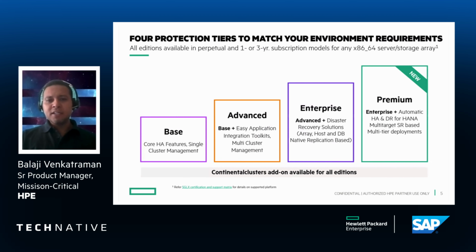Moving on, Service Guard for Linux had 3 editions up until now. We had Base, Advanced, and Enterprise, and now we have the all-new Service Guard for Linux Premium. What this brings is unique capability for SAP HANA multi-target environments, which can help you now extend your availability, not just within a data center, but across data centers with multiple redundant HANA tiers.